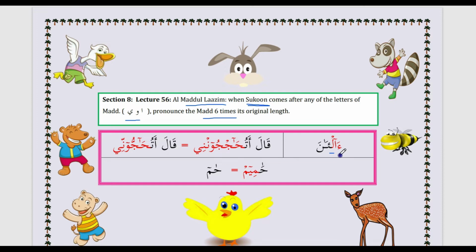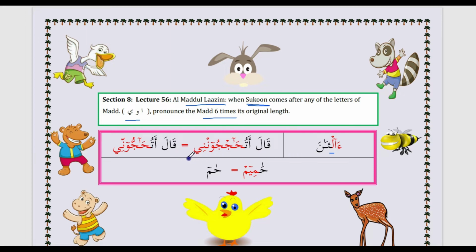So we say al-ana. We don't say al-ana. No. We don't say al-ana. We say al-ana. We stretch the hamza with the fatha 6 times, then we join, then we continue. Alright?